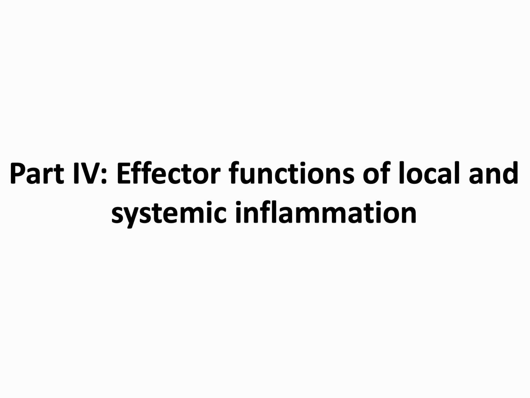In our final part of our exploration of the innate immune system, we're going to discuss the effector functions that are mediated by cells of the innate immune system once they get into tissues. We'll discuss a little bit about local and systemic inflammation and the broad effects that they induce, and we'll discuss what happens when there are certain aspects of the innate immune system that fail.